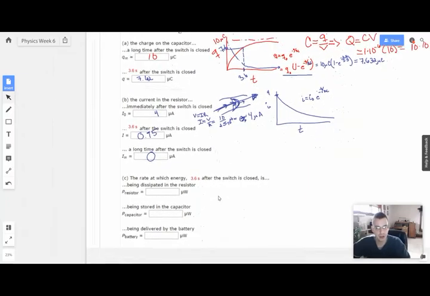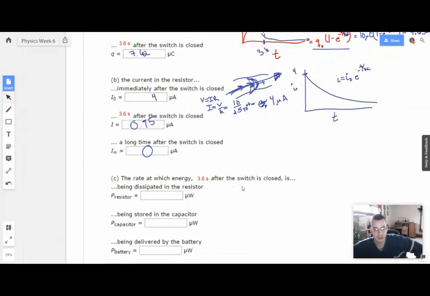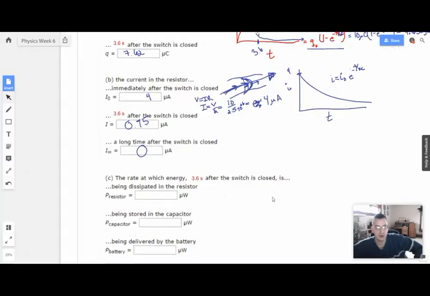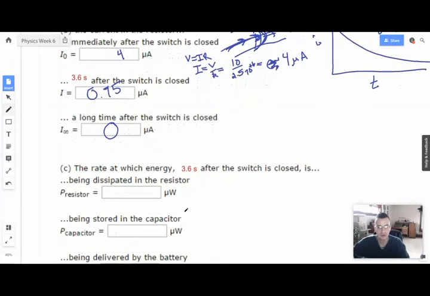Alright, now we need the rate at which energy is being dissipated in the resistor 3.6 seconds after the switch is closed. So for resistors, I use P equals I squared R. Alright, so then, there we go. P equals I squared R.